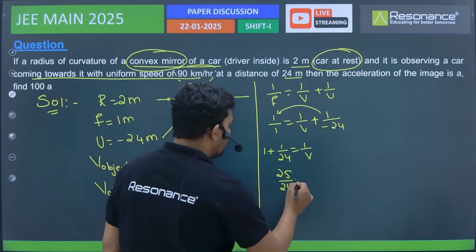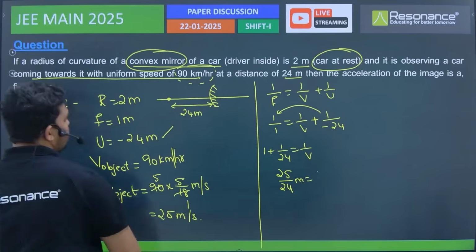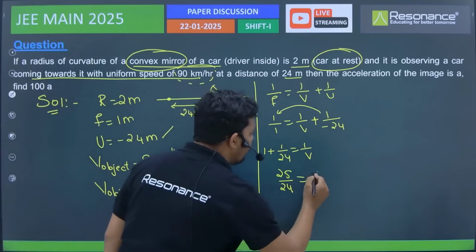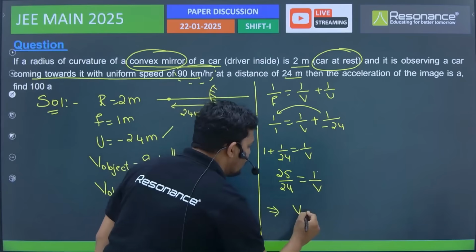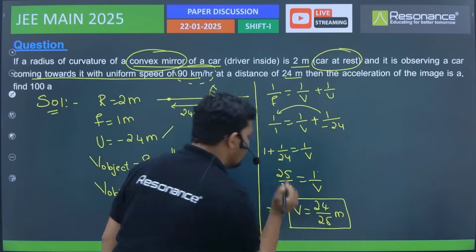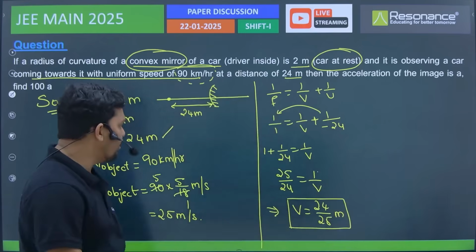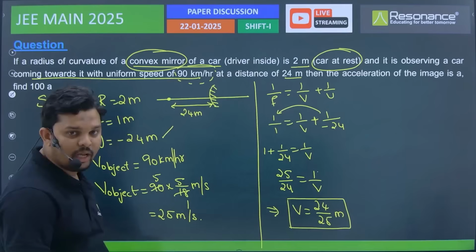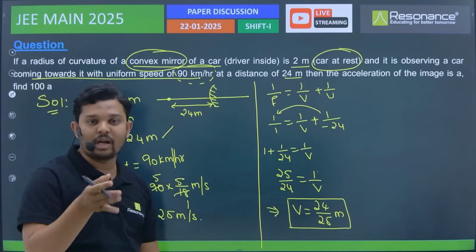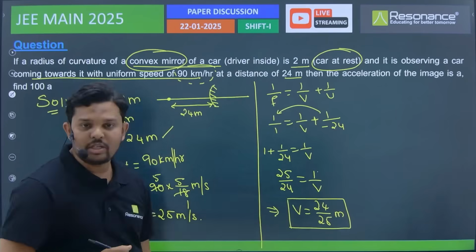Therefore, 25 by 24 meters equals 1 by v. So I can say that v is going to be 24 by 25 meters. We got the image distance. Now, what are the important things required for us? We have already simplified the given data, converted the object velocity from kilometers per hour into meters per second, and also found the image distance.